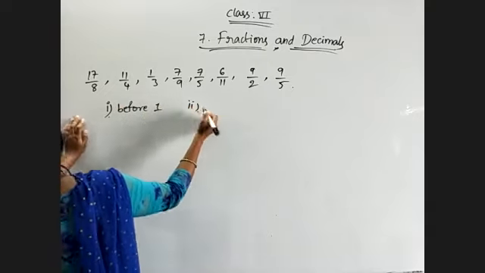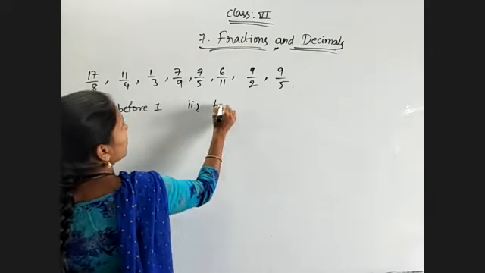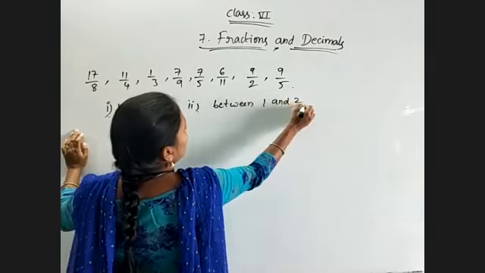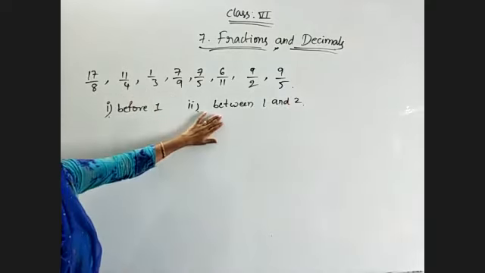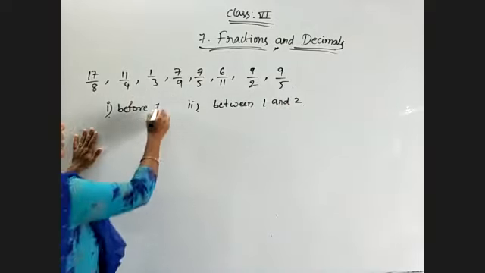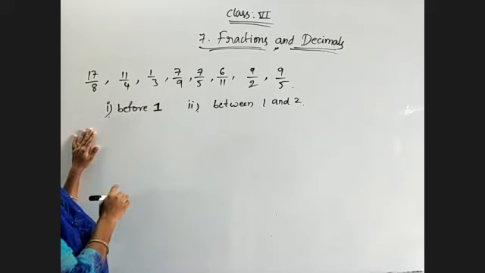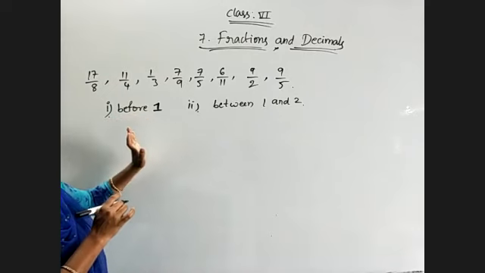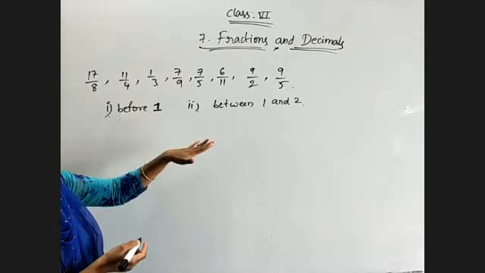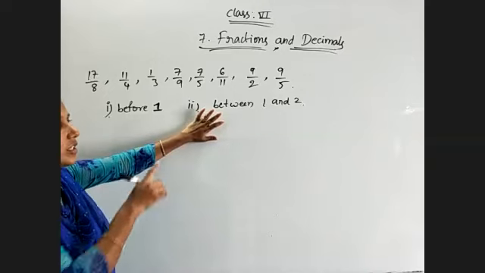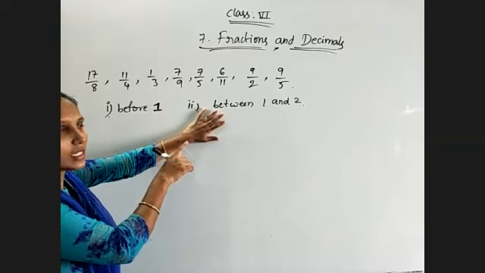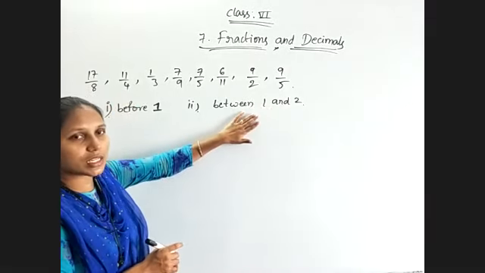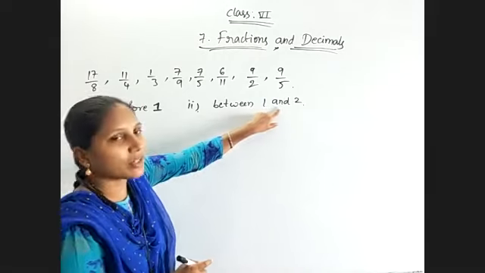and between 1 and 2. Which of the fractions shown above are lying between 1 and 2 and before 1? Before 1 means between 0 and 1. So that is nothing but all the proper fractions lie before 1. All the improper fractions lie after 1. And after 1, we need to consider only those fractions which are lying between 1 and 2. In improper fractions also, we need to select which are lying between 1 and 2.